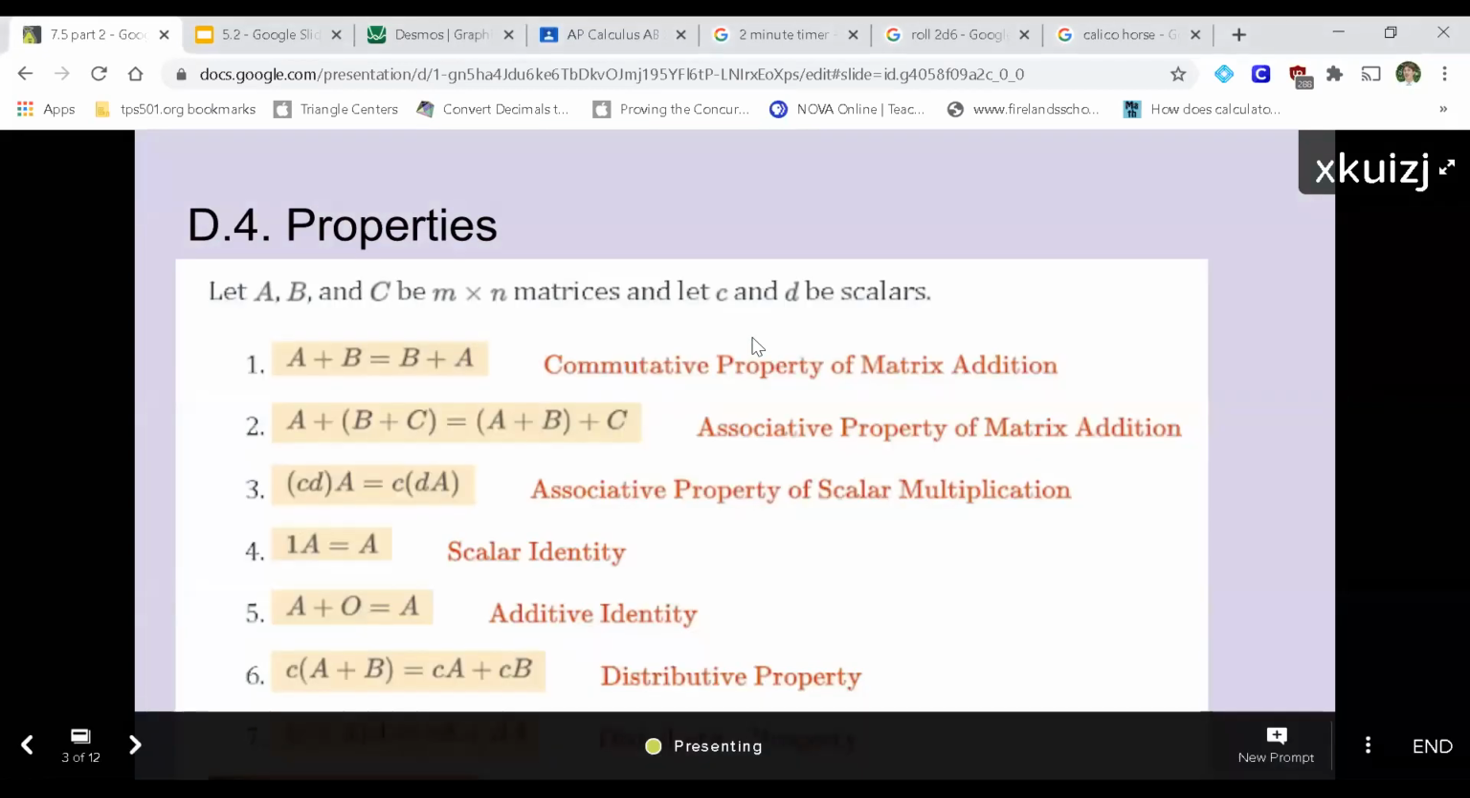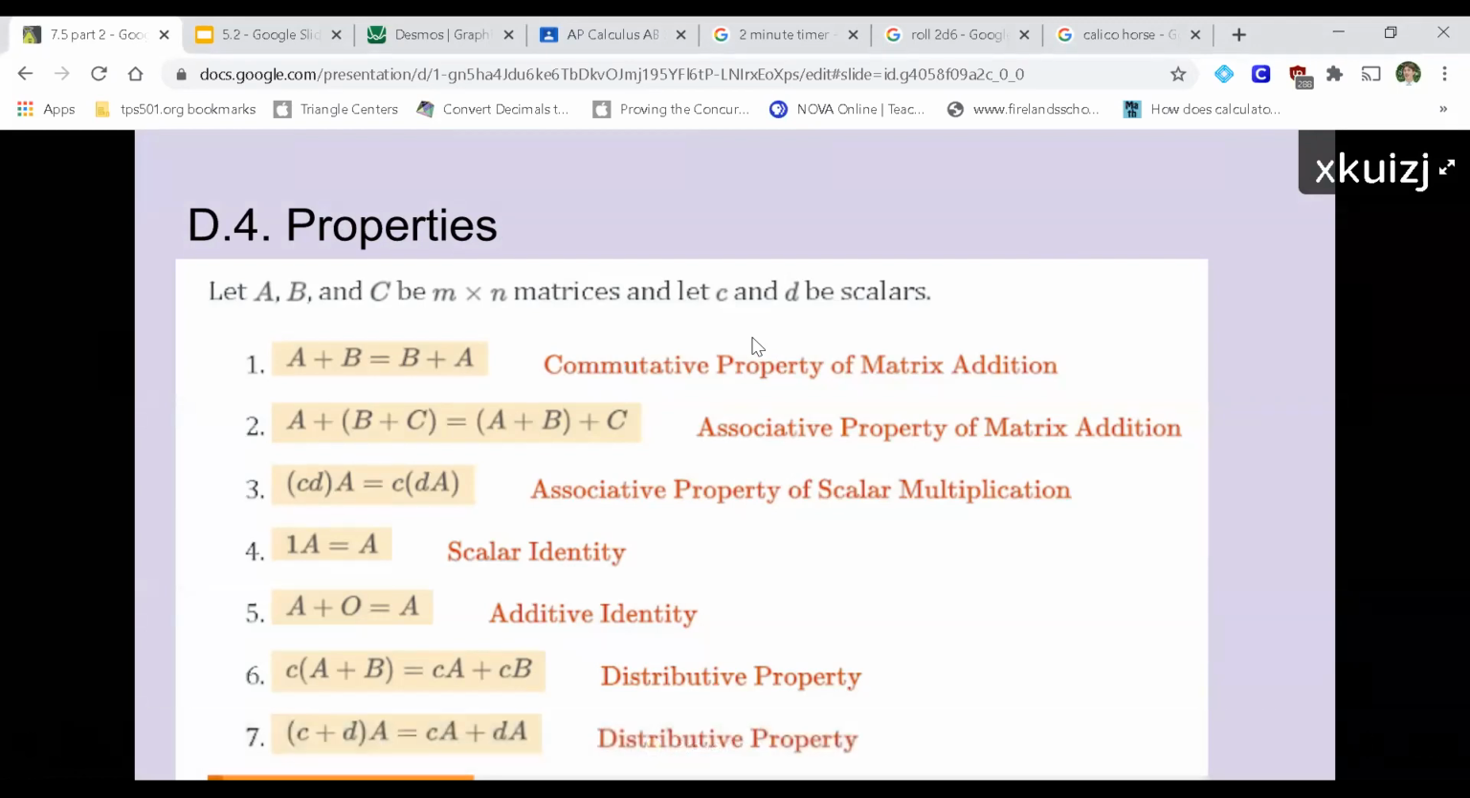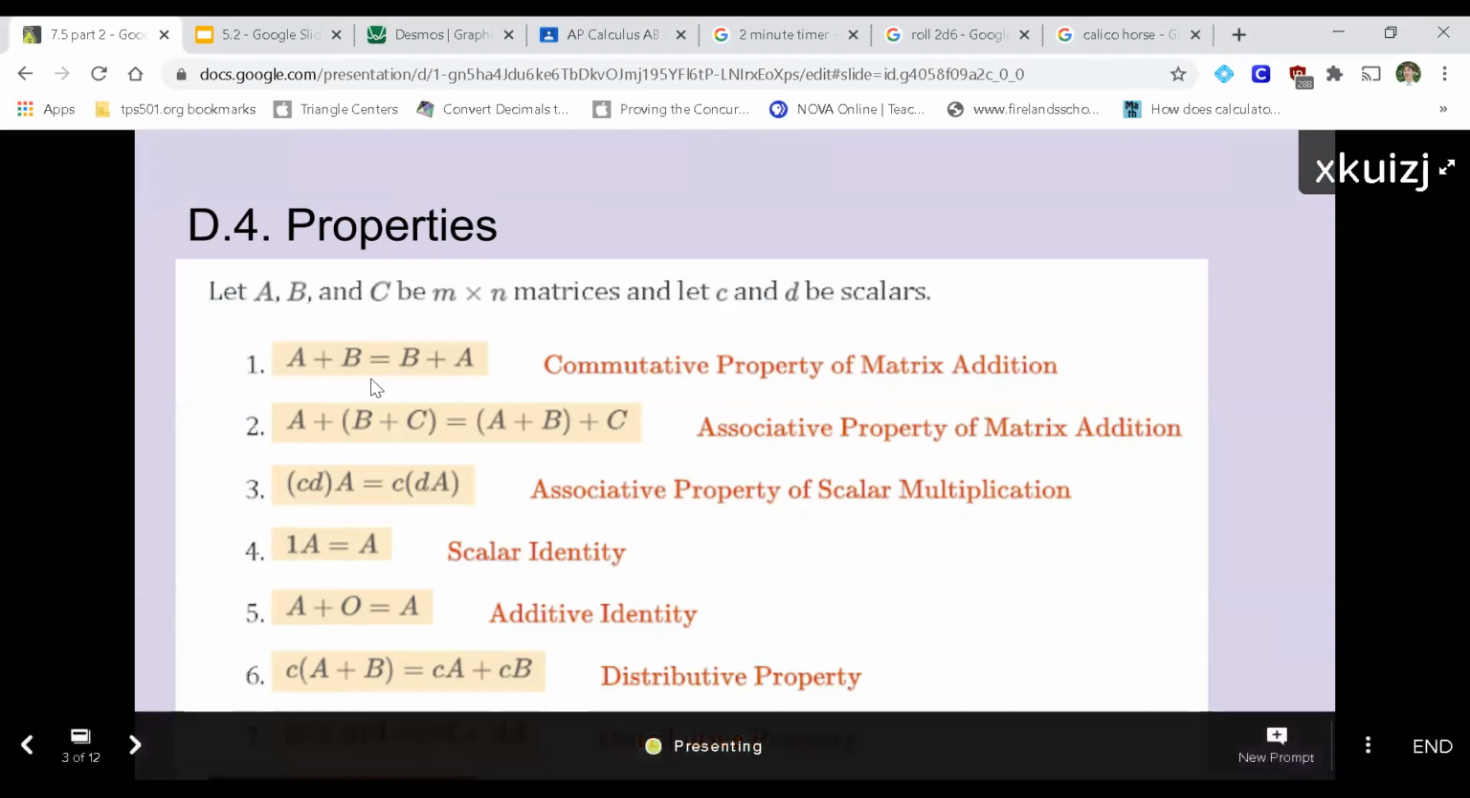Okay, you don't need to copy down this slide. You can take a picture of it if you want. All this is telling you is that a lot of the rules you've used in Algebra 2 apply equally to matrix addition and scalar multiplication. So the commutative property works. A plus B is the same as B plus A. The associative property tells us it doesn't matter what order I add if I have three matrices. I can do B plus C, then add A, and get the same answer if I do A plus B first, and then add C.